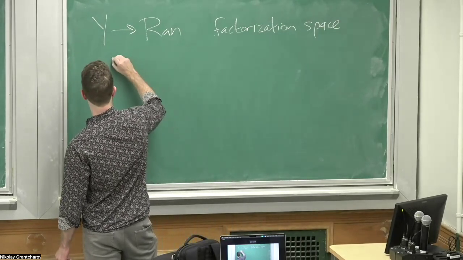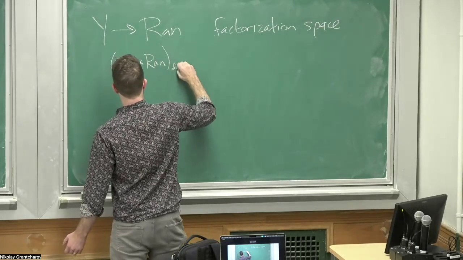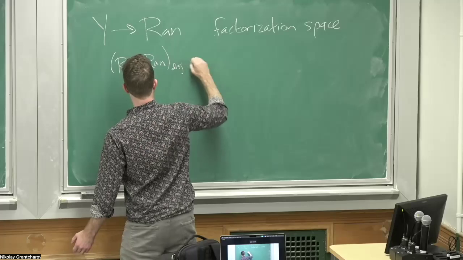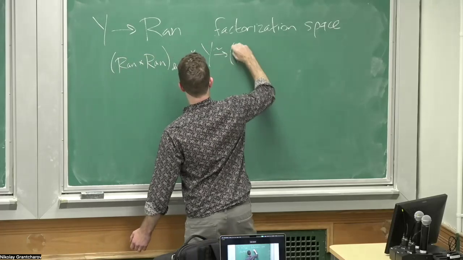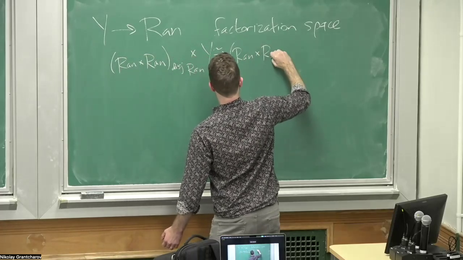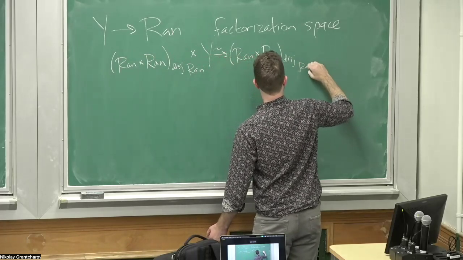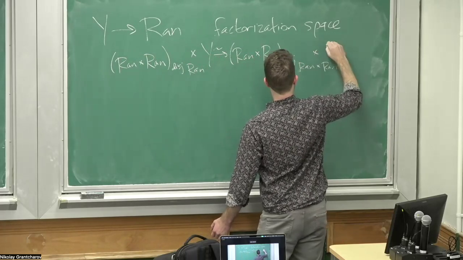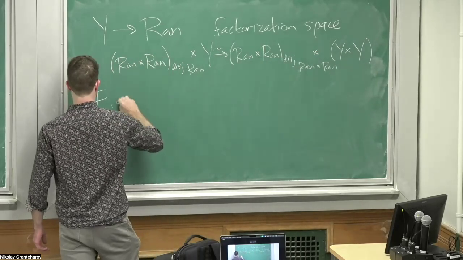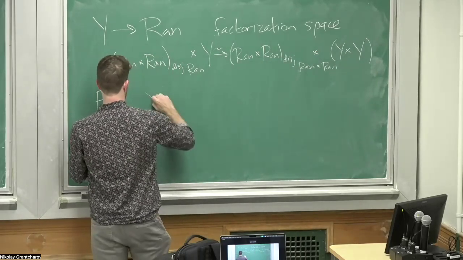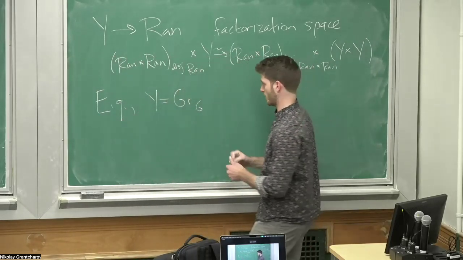What makes it a factorization space is that we have exactly this type of structure, a family of spaces over the Ran space, right? So if I base change to Ran times Ran disjoint, it factorizes. For example, the Beilinson-Drinfeld affine Grassmannian.